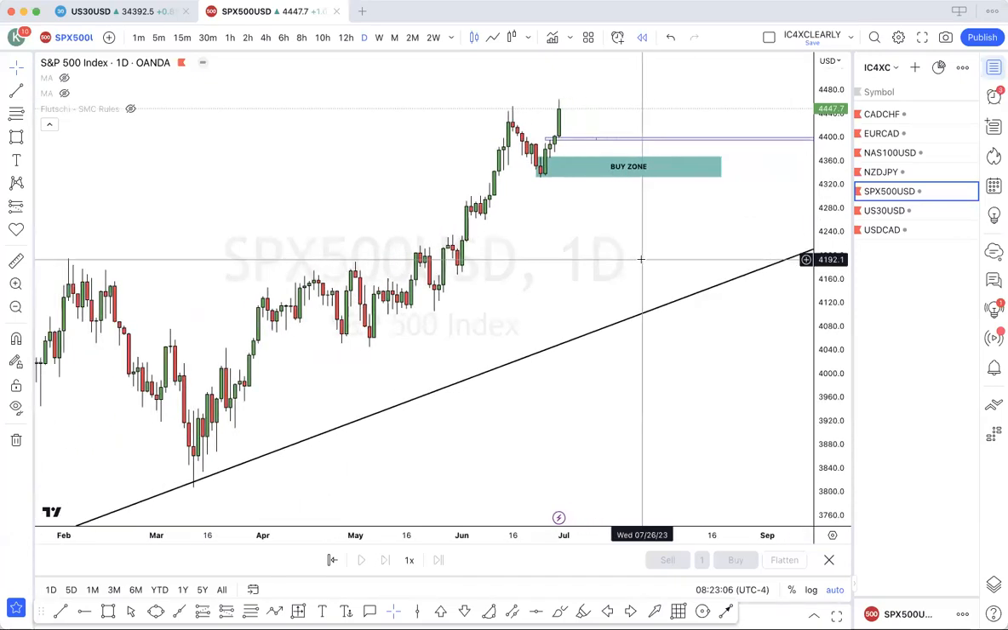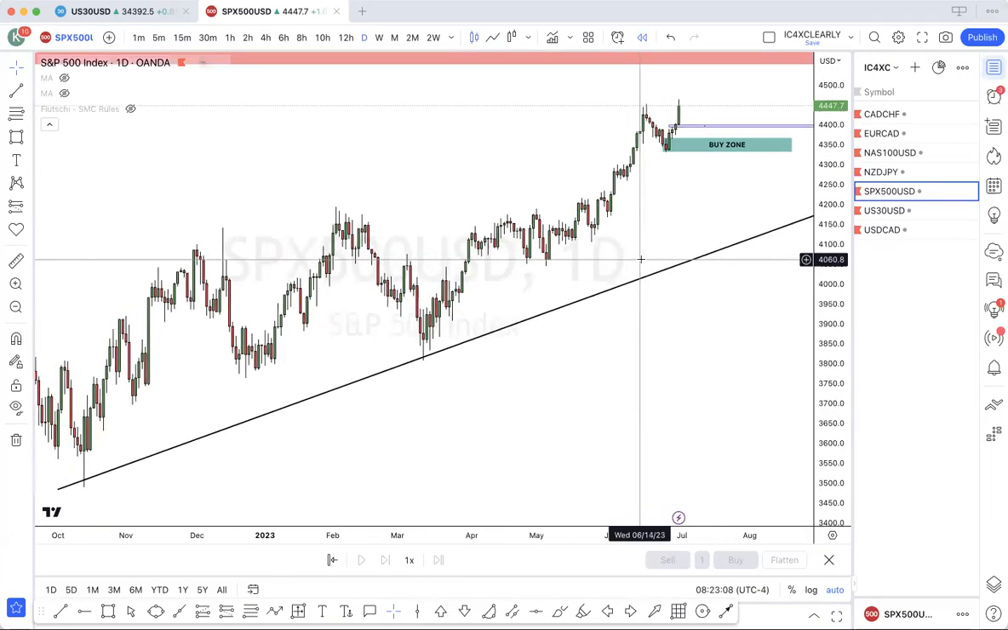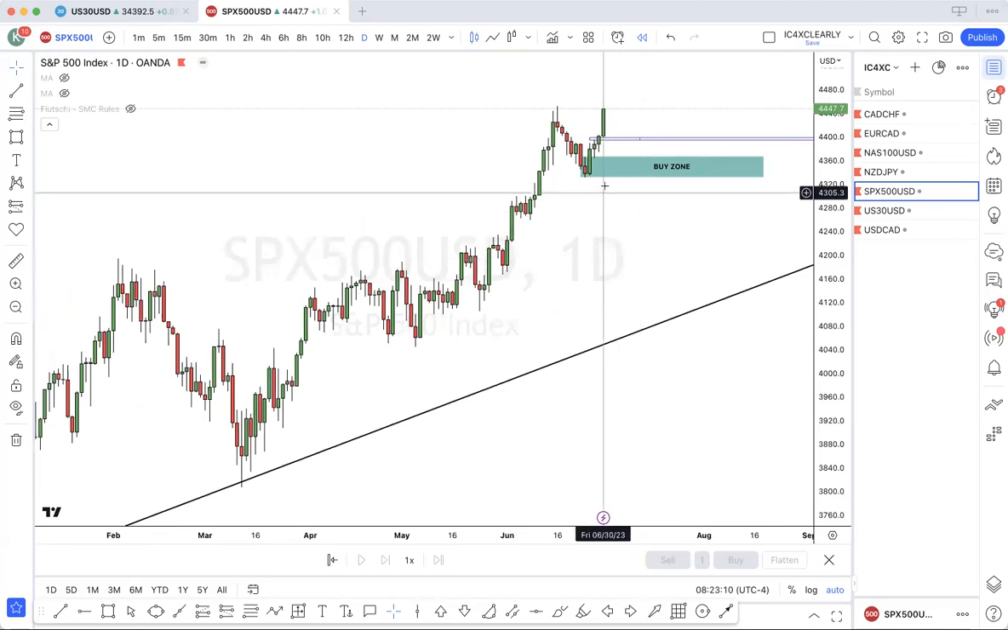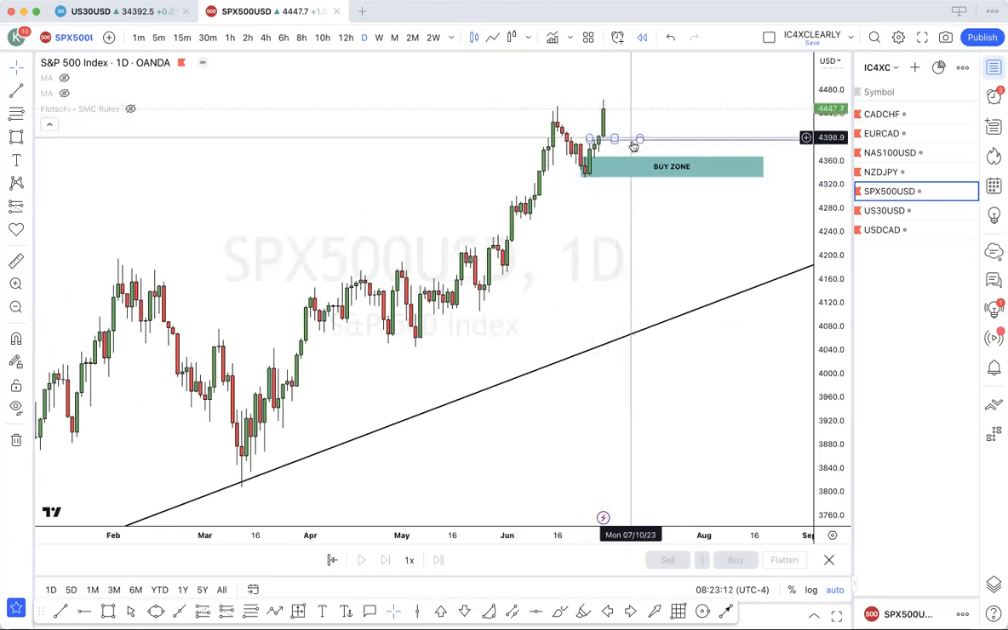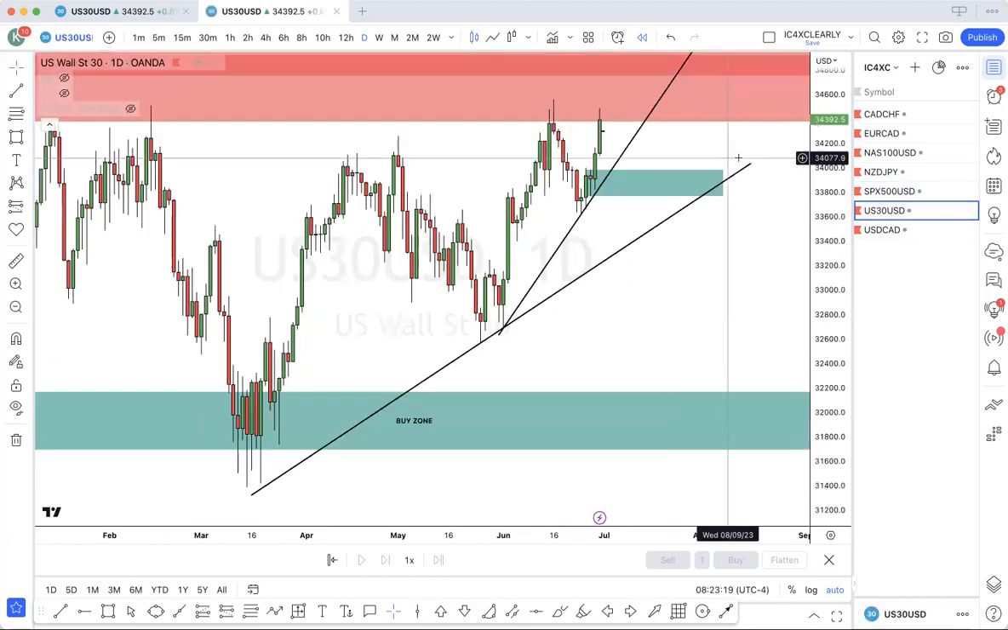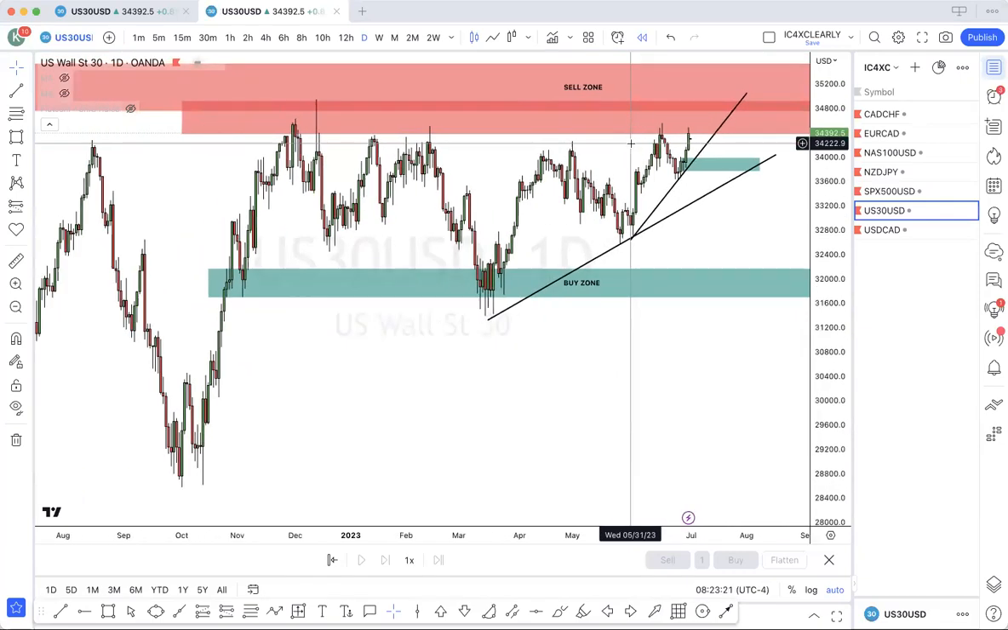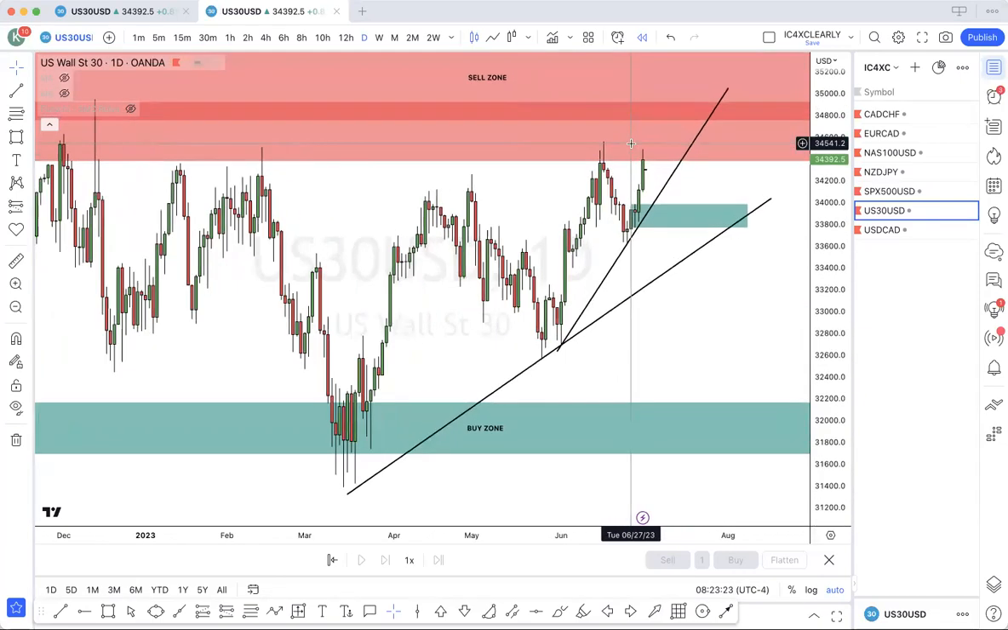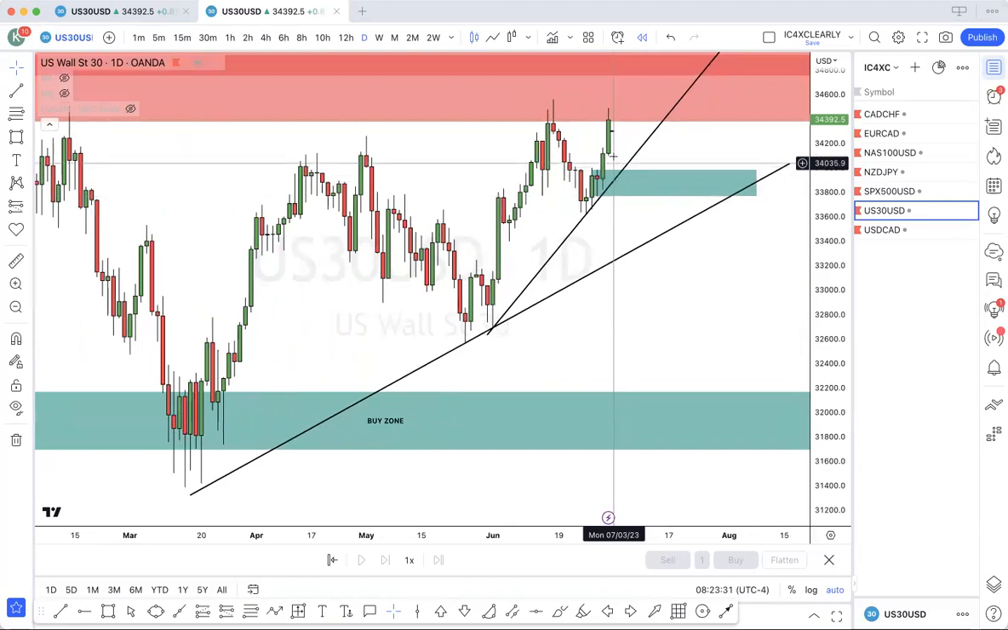SPX, same thing. We've already looked at it on the monthly. We are looking for buys, looking for a pullback or correction for a continuation. US 30, again, looking for a pullback for a continuation. It is bullish momentum.